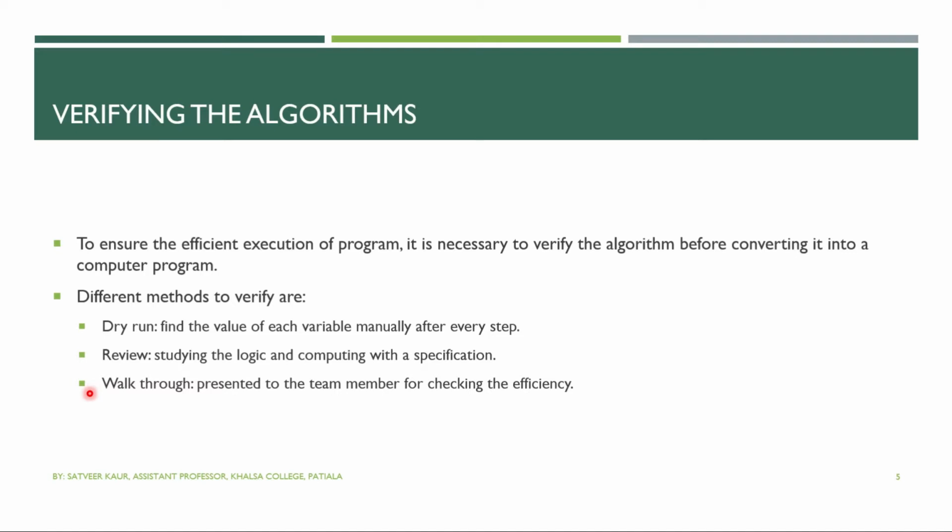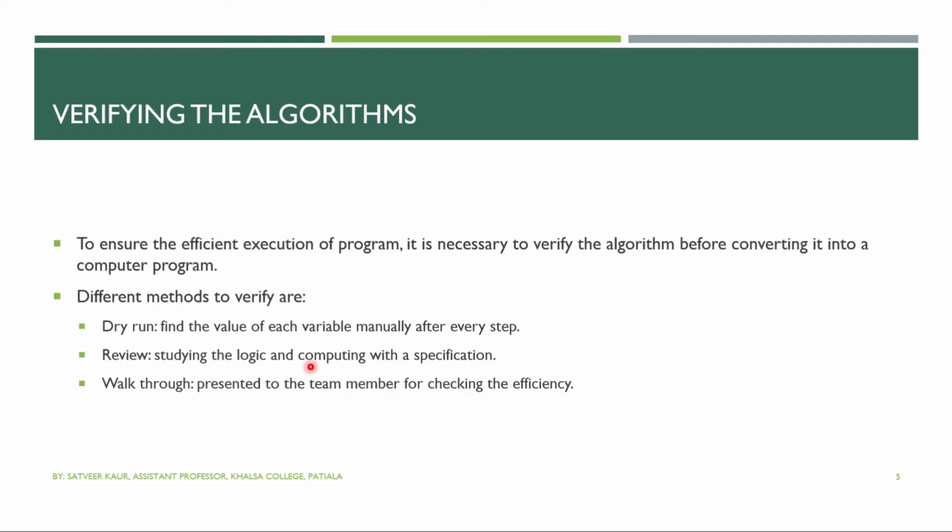Then verifying the algorithms. To ensure the efficient execution of a program, it is necessary to verify the algorithm before converting it into a computer program. So there are different methods available to verify. The first one is dry run. Find the value of each variable manually after every step. Then review, studying the logic and comparing with a specification. And the last one is walkthrough, presented to the team member for checking the efficiency.